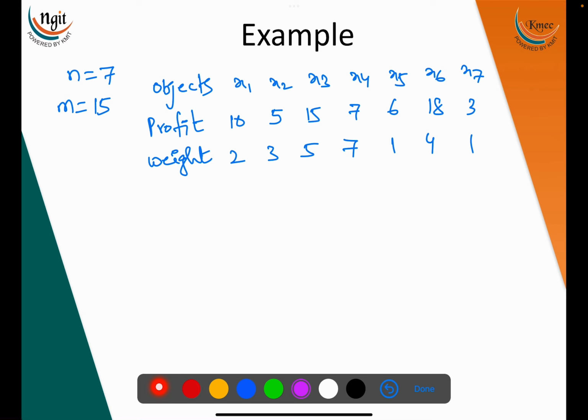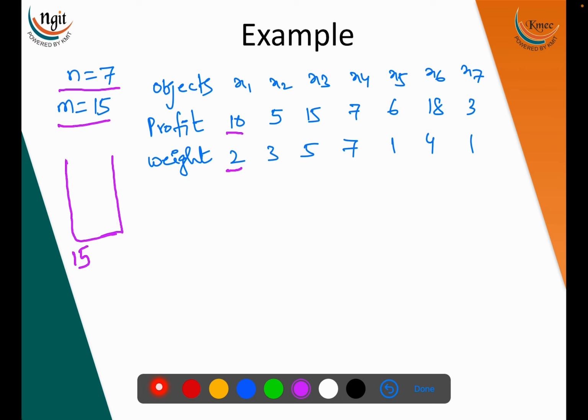Now we'll take an example. This example I took from a previous question paper of Osmania University. According to this example, total items are 7, bag capacity is 15. Now let's see, when you want to place the first item, there are two questions in our mind: to place the minimum weight so that I can place more items, or to place the maximum profit so that I'll get more profit.